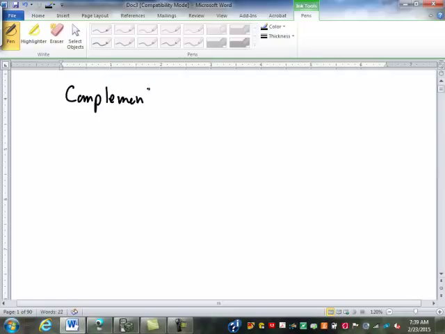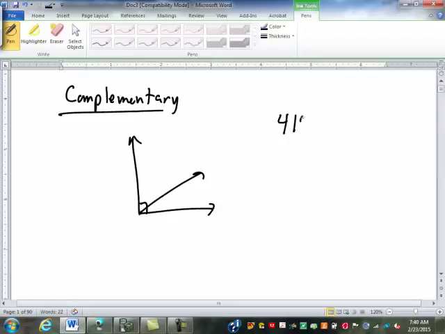was complementary angles. Anybody remember what complementary means? They add up to 90. Yeah, complementary means we have two angles that add up to a square corner or a right angle. So if I have an angle that is 41 degrees, its complement would be the angle that would add to that to add up to 90, which would be how much? Yeah, 90 minus 41 is going to be 49 degrees.